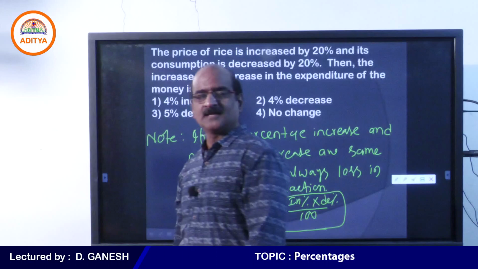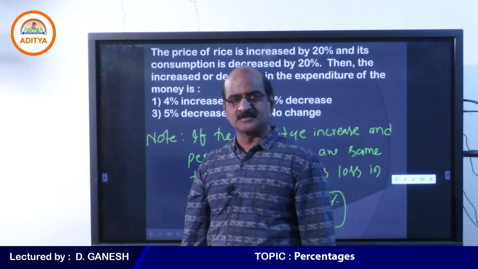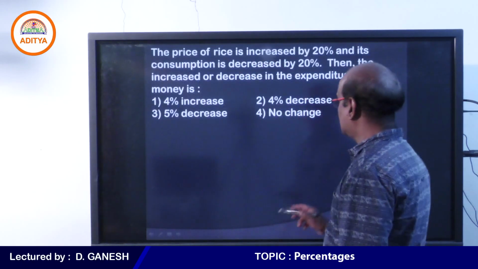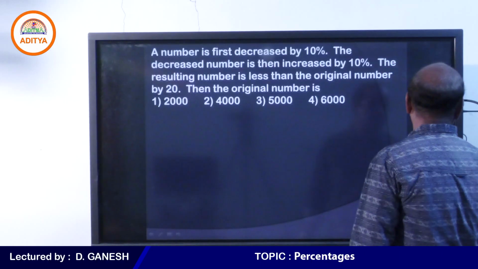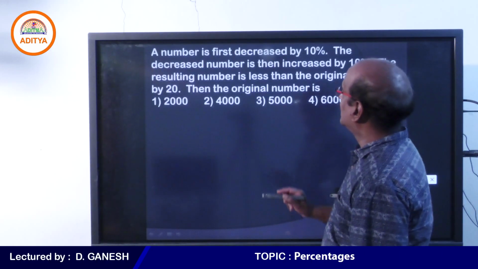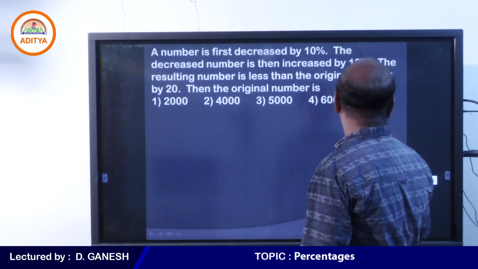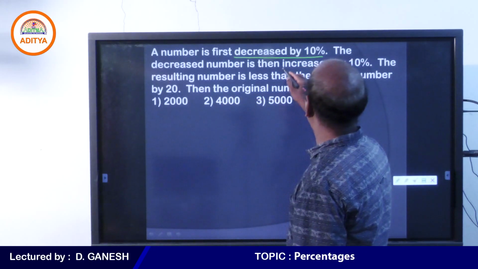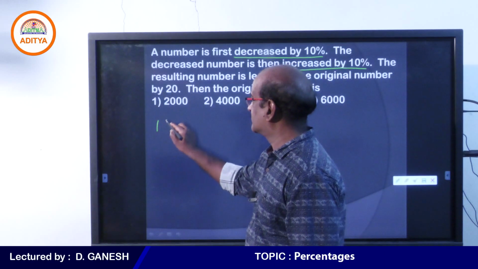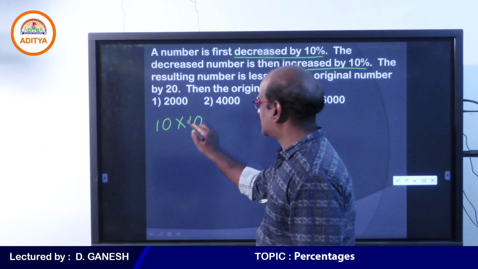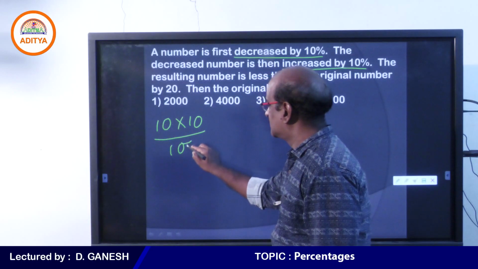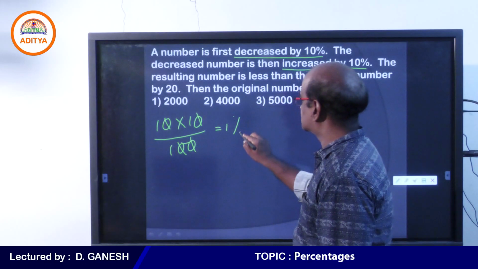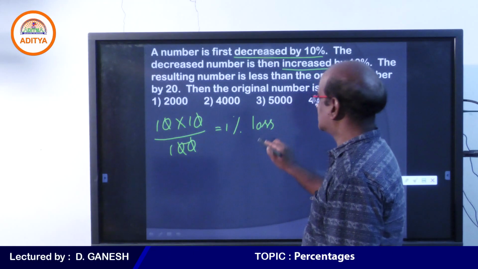Okay, student? I think there is no confusion. I hope you are getting the point so good. We can use this method to answer this particular question. Come on, read the question. What are you given? A number first decreased by 10% and then it increased by 10%. Student, as I told you, when percentage decrease and percentage increase are same, then there is always loss. The net loss percent is equal to 1%. You understand that? This is loss.